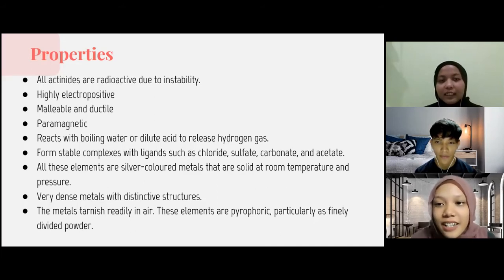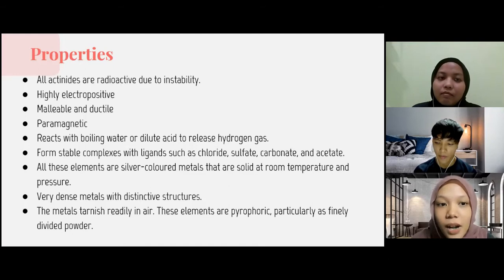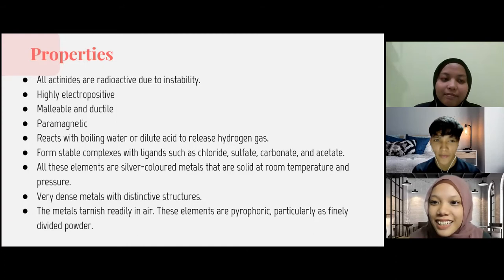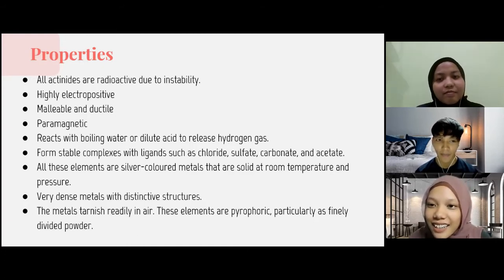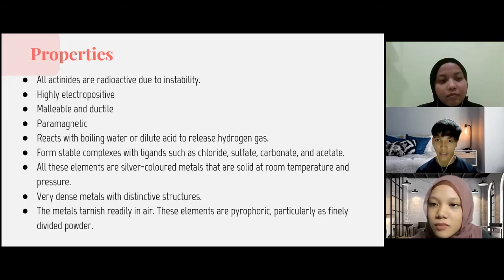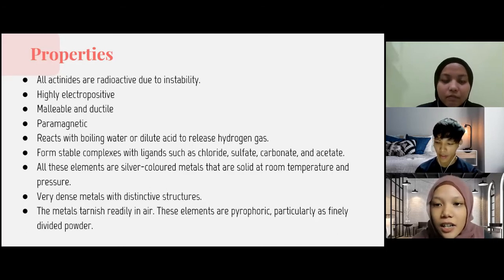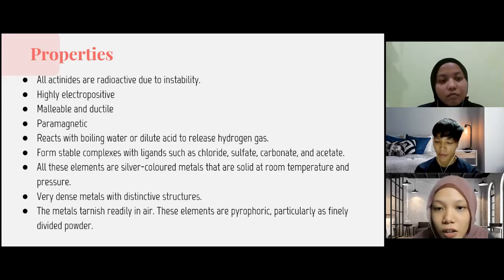Did you know why actinides have paramagnetic properties? Yes, we know that. From my understanding, it has paramagnetic properties because it has unpaired electrons in the 5f orbitals. Is that true? Yep, we can see that in their electronic configuration. They also react with boiling water or dilute acid to release hydrogen gas.